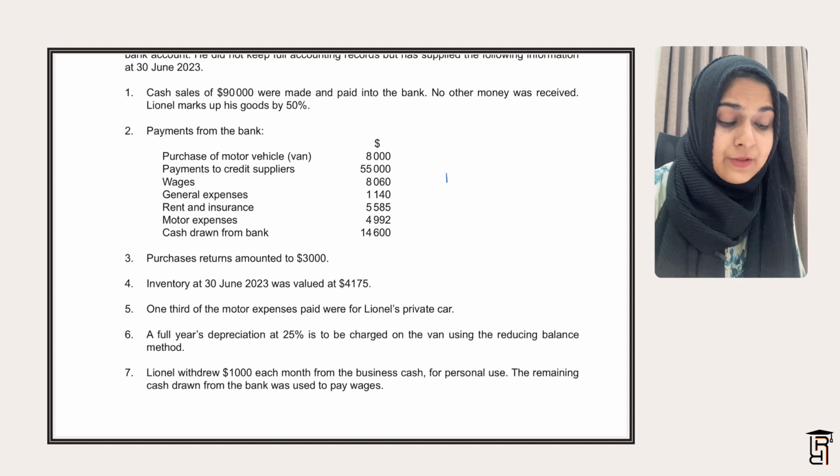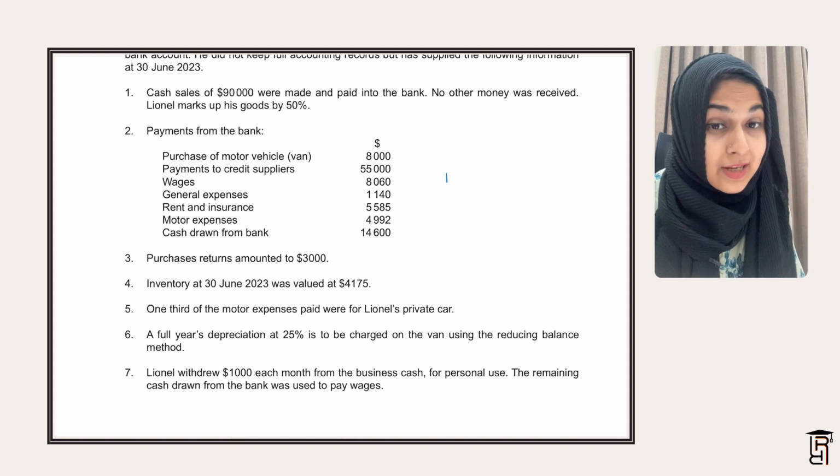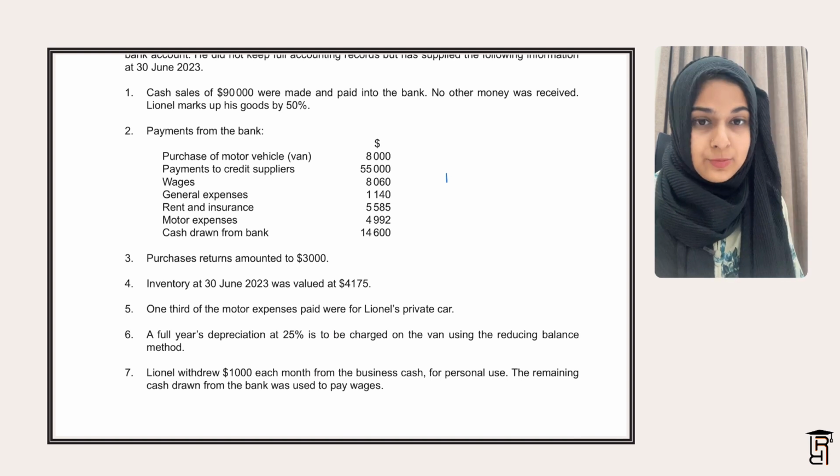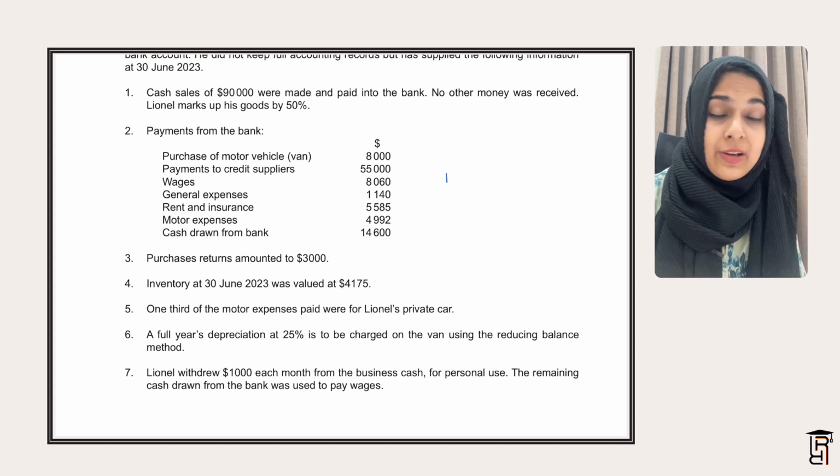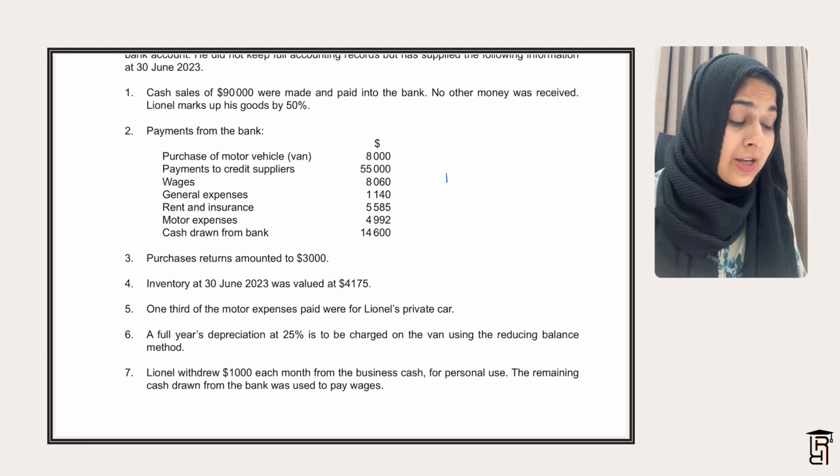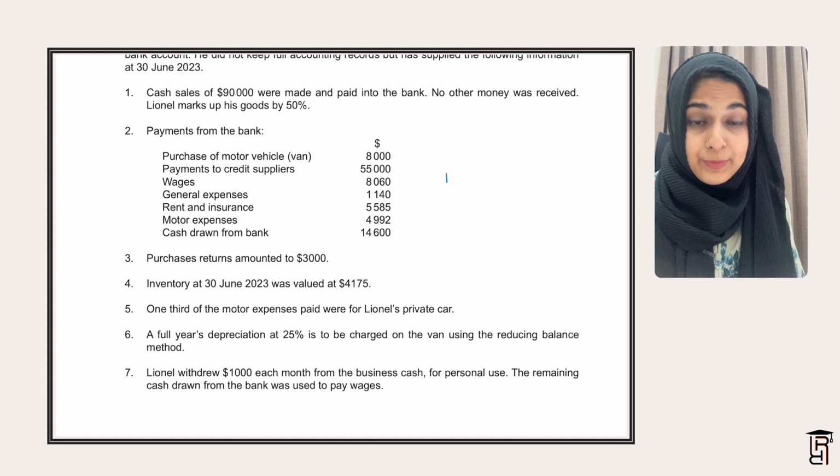So with this piece of information, I have taken out cost of sales. I can take out gross profit as well. Gross profit here would be 30,000. So revenue minus cost of sales is gross profit. So 90,000 minus 60,000 will be 30,000.